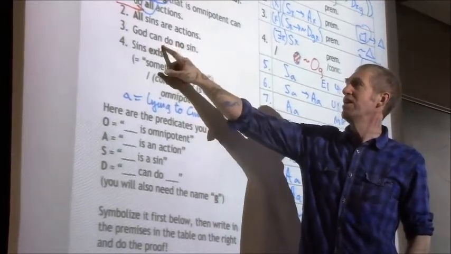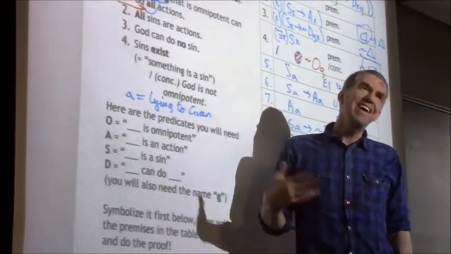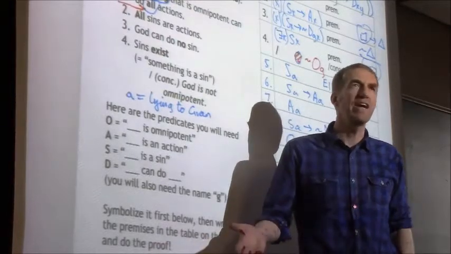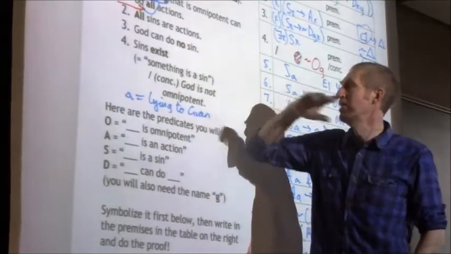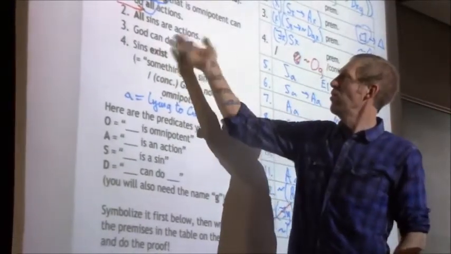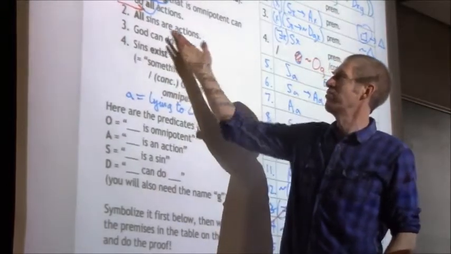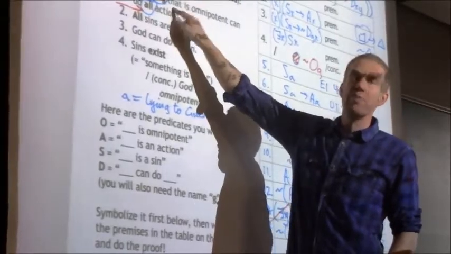Some people say, well, it's not the case that God can't do sins, it's just the case that he doesn't. A lot of people want to say that, but that's kind of tricky because if God is perfect, then it's not really possible for him to do sin. So some people reject that one. All sins are actions. You could say that there are sins of omission, but that's not really an interesting one. That's kind of equivalent. This is usually the one that people target.